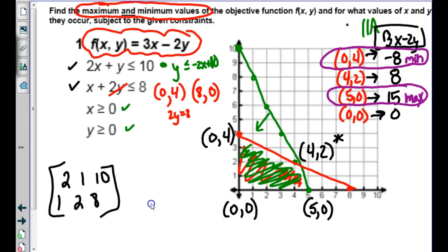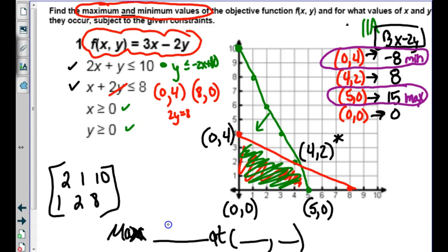Now, you've got to be careful. What I do on the quiz, guys, just because it says maximum value of, and then it says occurs at, you would have written maximum value of 15, and it occurs at (5, 0). Is everybody okay with what I'm saying? You need both of those pieces of information, but I made that very clear on the quiz. This one also wanted minimum, but moving on.